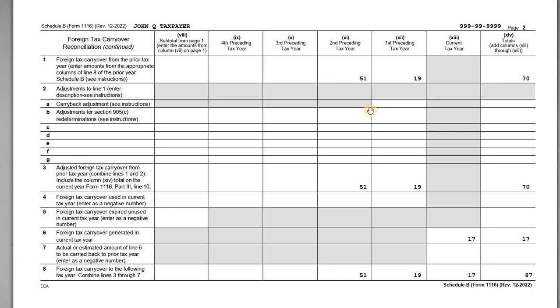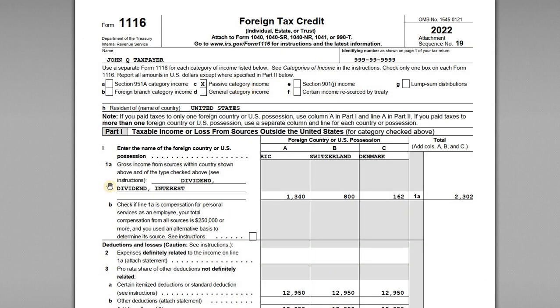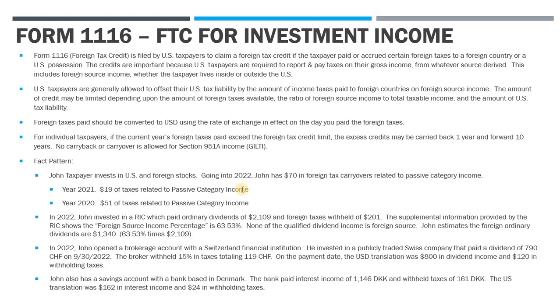All right, so once those carryovers are entered, we see the total there is fine. That's appropriate. Now we can get into actually completing the 1116 for the current year. So once the carryovers are done, now let's look at the facts for 2022. So in 2022, John invested in a RIC.